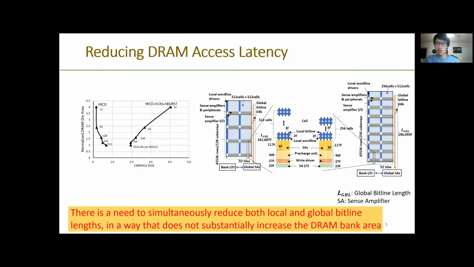This figure is showing a 256 cells per bit line structure with the same bank capacity. The required number of subarrays has doubled, therefore the length of the global bit line, which goes across the bank, has increased. From our latency-area trade-off analysis, we can see that the overall access latency increases while we are shortening the local bit line. Therefore, there's a need to simultaneously reduce both local and global bit line length in a way that does not substantially increase the DRAM bank area.